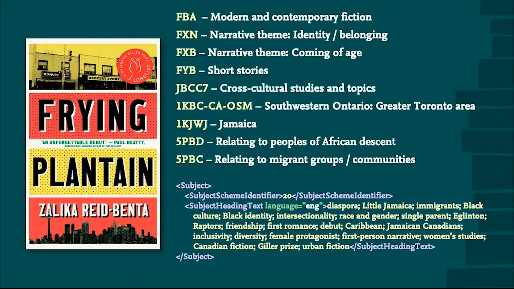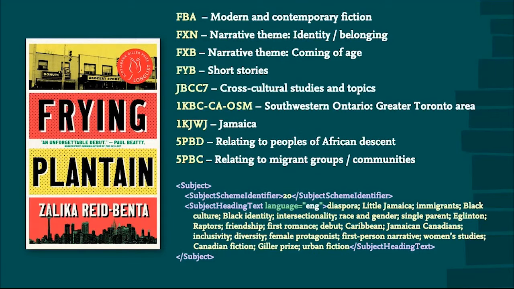Again, if you look at the Thema qualifiers, the subjects, we've got a mixture of fiction and non-fiction codes. We've got some narrative themes, which are very important fiction codes in Thema. We also have two more 5P qualifiers. We have the one relating to peoples of African descent, which is a very flexible Thema qualifier that allows people in different communities to identify books that talk about topics to do with people that are part of the African diaspora.